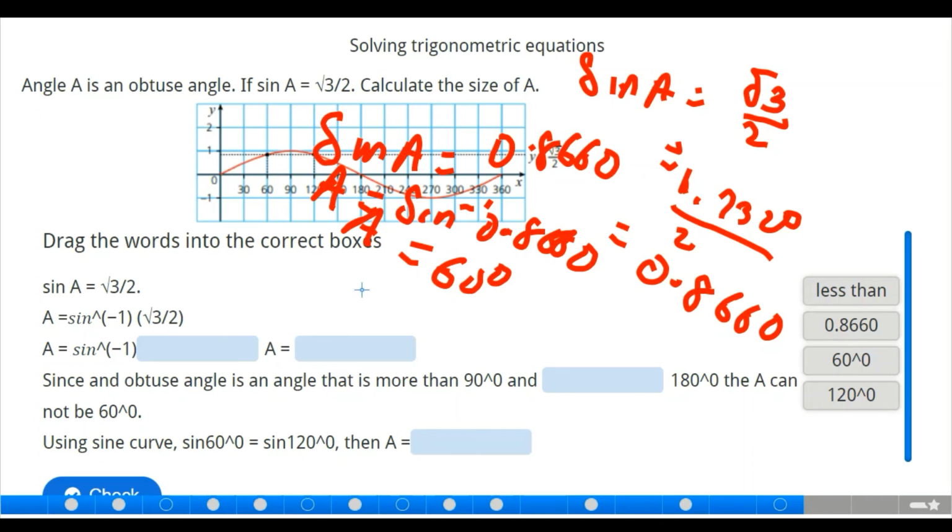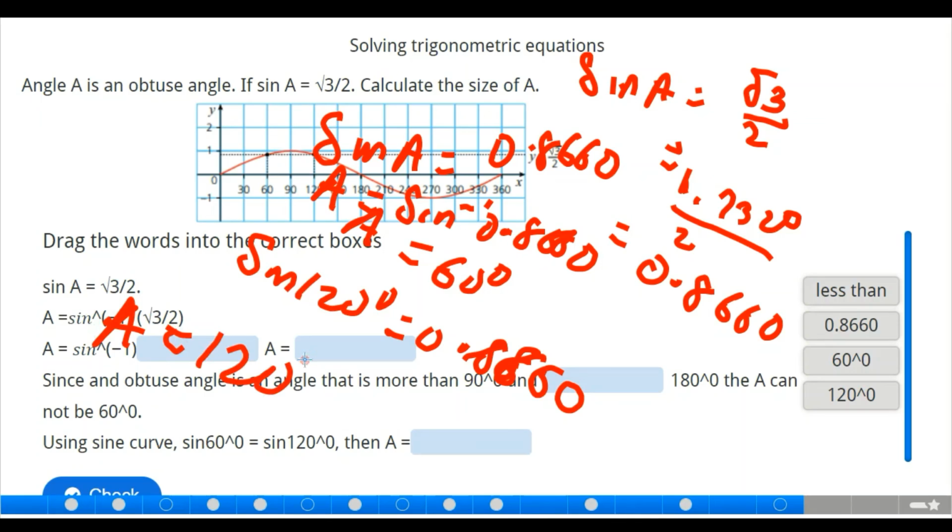Then what of sine 120 degrees? Sine 120 degrees will give us 0.8660. So sine 120 degrees is 0.8660 as well. So since A is an obtuse angle, we can say that A equals 120 degrees. And that gives us the solution to this given problem.